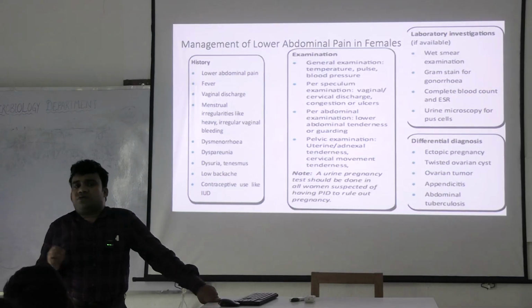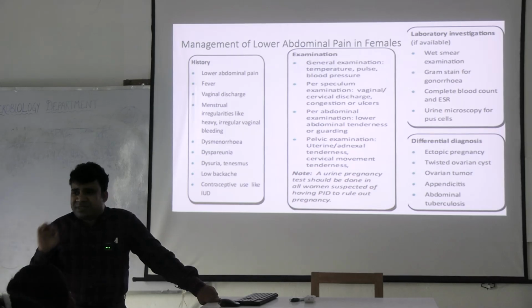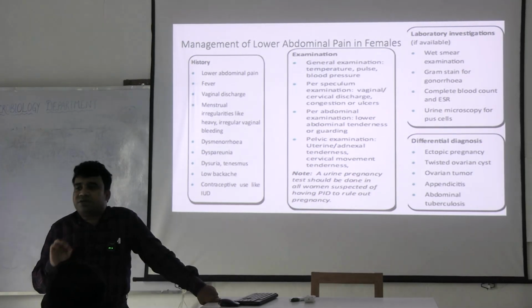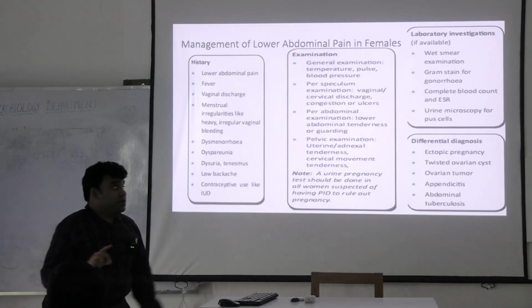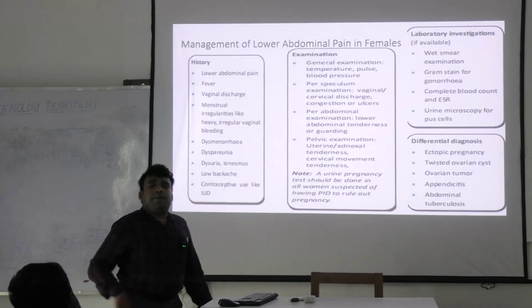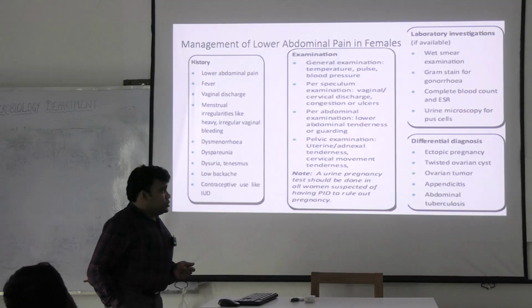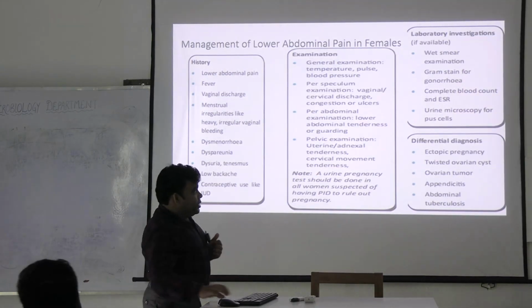Some of the methods of contraception use intrauterine contraceptive devices. Presence of any foreign body may accelerate the process of inflammatory disease. So this is very important that you have to take the history. Again, like general examination, you have to do abdominal and pelvic examination, and you have to rule out pregnancy.